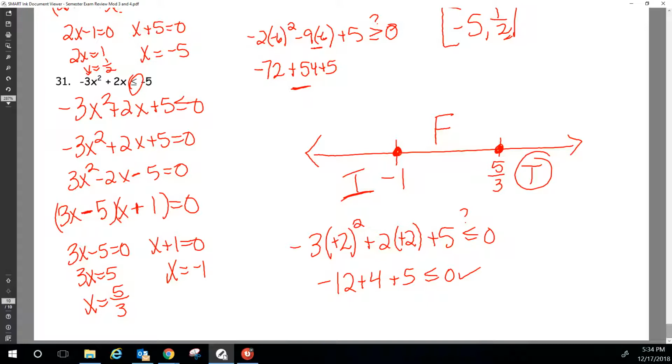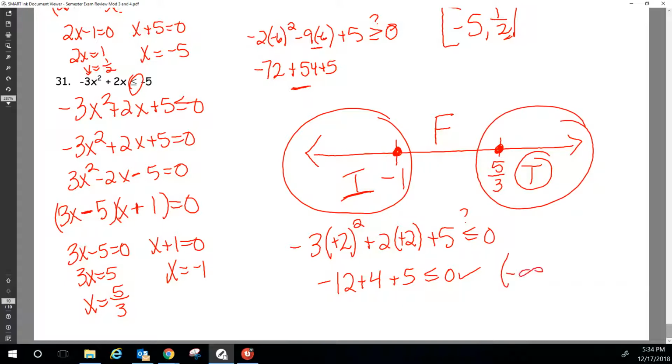So what is my solution set? It's this piece here and this piece here. So from negative infinity to negative 1, and from 5/3 to infinity. Notice they wanted it less than or equal to, so we're going to include these endpoints of these critical values here. All right, that's it for your quadratics.